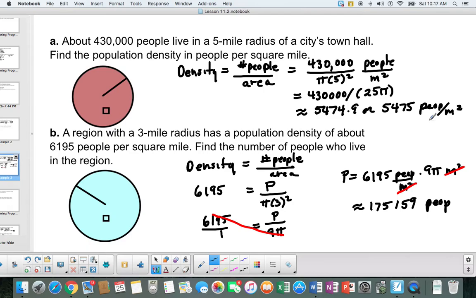Now, the next problem, what's interesting about the next problem is that they're giving us the density. So again, writing out the formula is a good idea. Substitute what you know, and what we're looking for is the number of people.